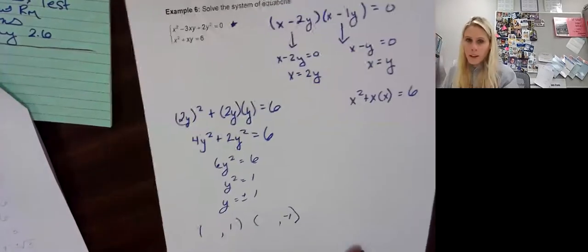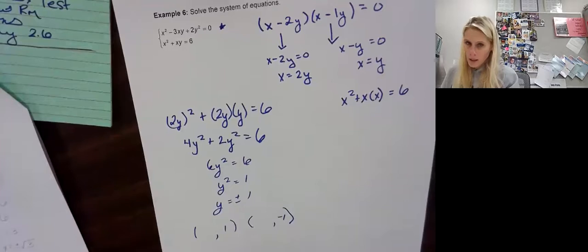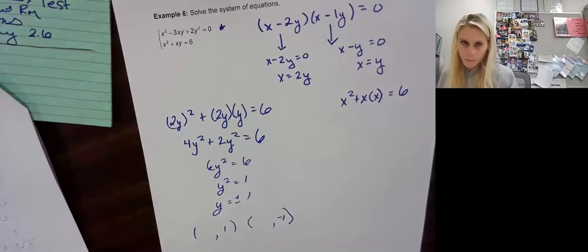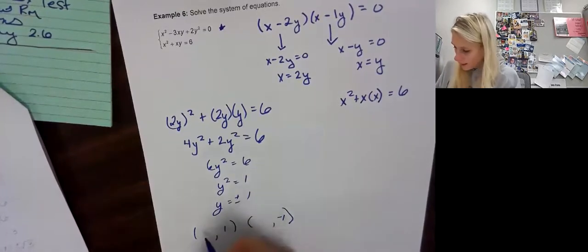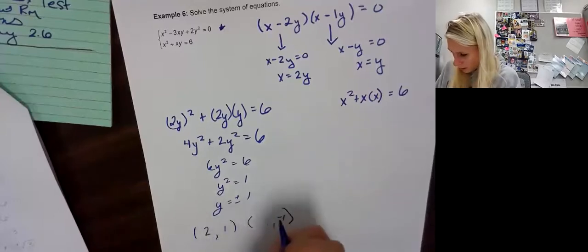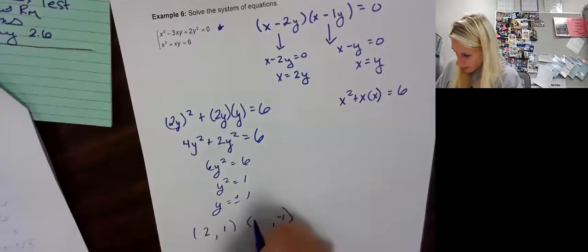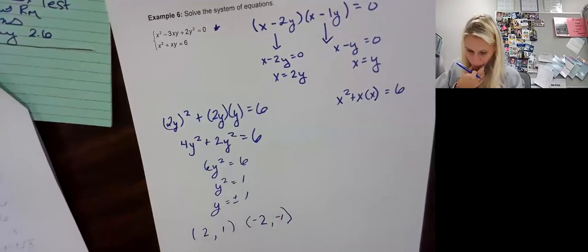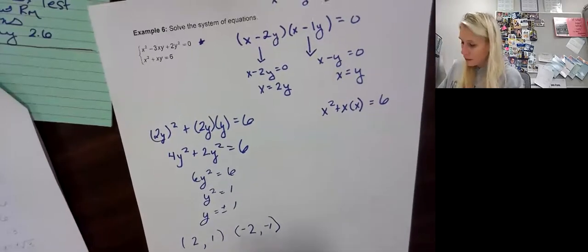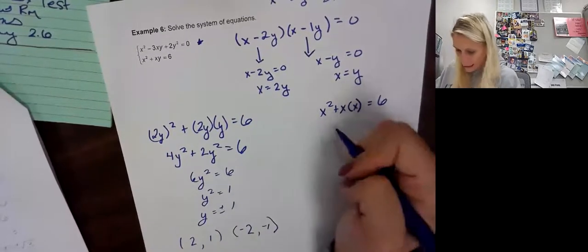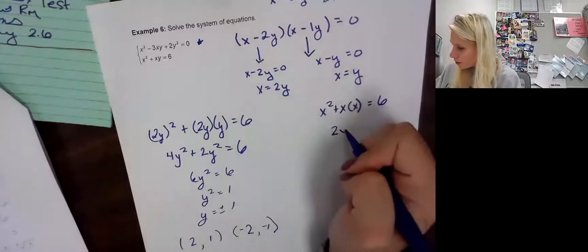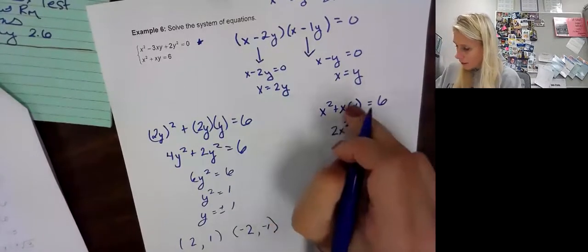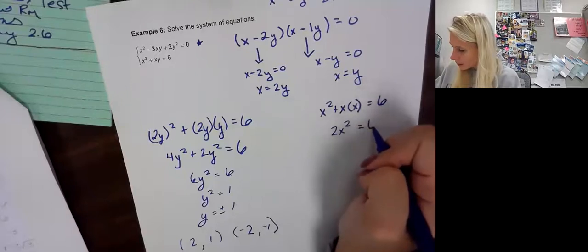Okay. Now you're going to have to plug back into the other equation to get the x value. Okay. When you do that, we find that the x value will equal 2 and negative 2. Okay. Now, you can check both those, and those are fine there. Here, we have 2x squared, right? One here and one here, equals 6.